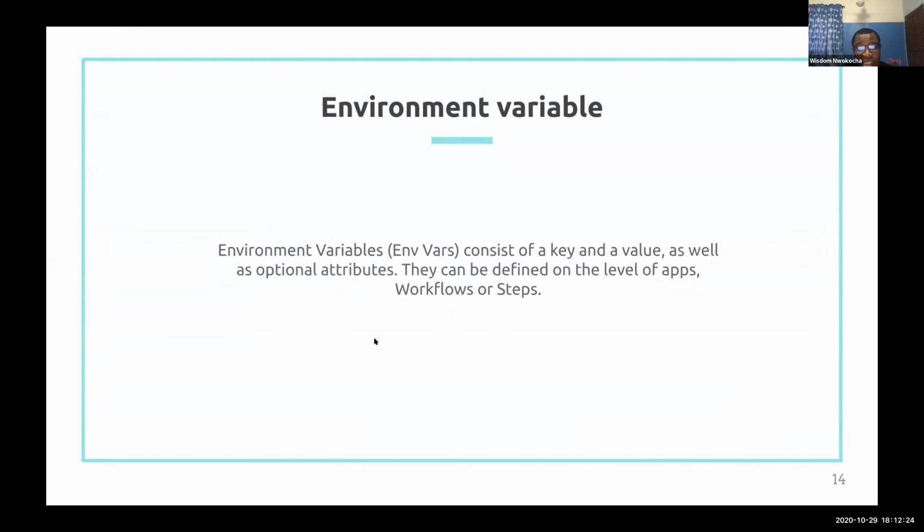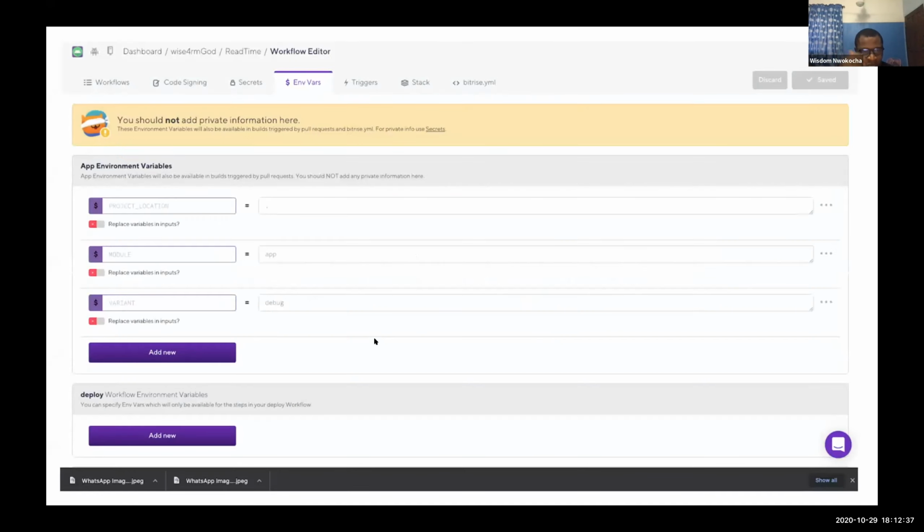So the next one is the environment variable. An environment variable consists of a key and a value as well as optional attributes. This can be defined on the levels of app, workflows or steps. On the platform, you have it here. When you want to set up a new project with Bitrise, automatically it will detect your project location, how many modules you have in your project, and also the variant for you, if it is debug or if it is release.